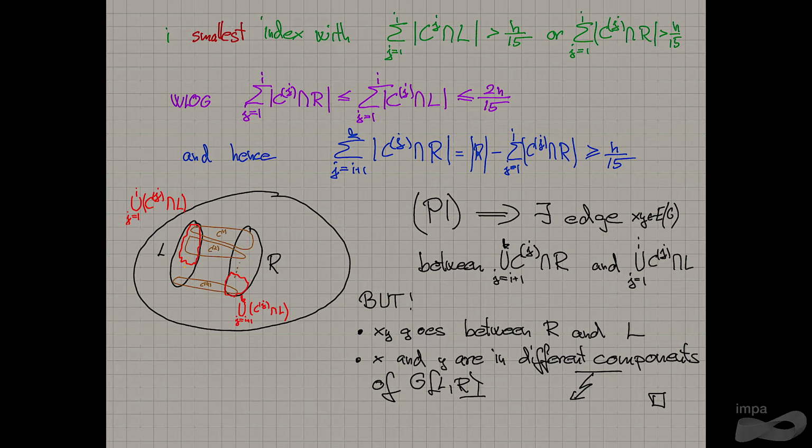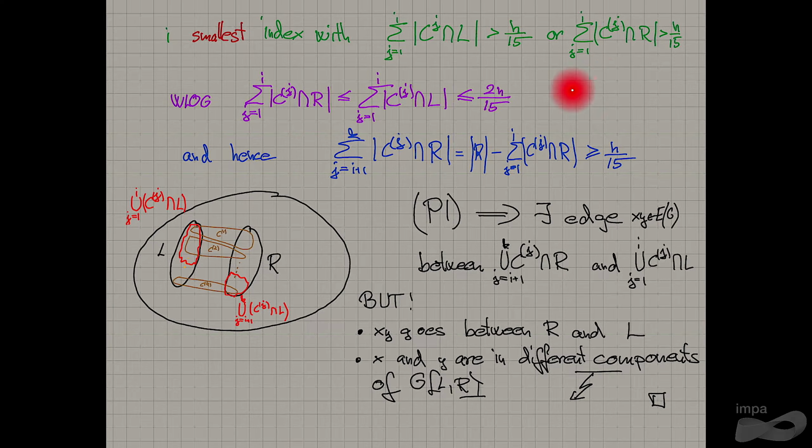So you can just build it. I'm going to keep adding up the components on the left side until you reach n over 15, or on the right-hand side, you keep adding them up until you reach n over 15. You stop when you reach it.